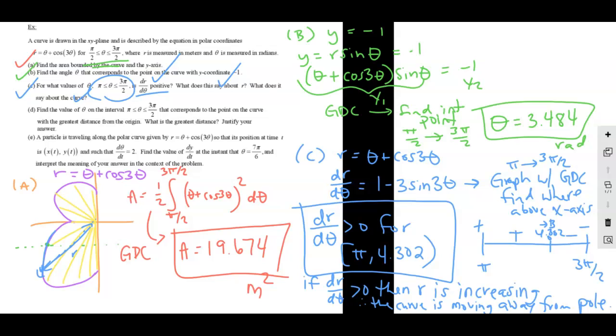Part D says find the value of theta, also on this interval between pi and 3 pi over 2, that corresponds to the point on the curve with the greatest distance from the origin. And what is that greatest distance? Really what we want to do is maximize r. R is the distance to the pole, so the greatest distance to the origin is r. I want to find the absolute maximum over this interval. So that just means do a candidates test.